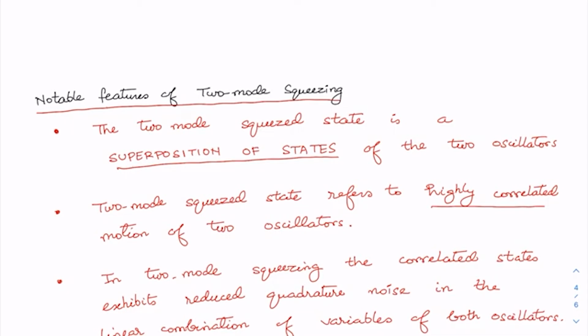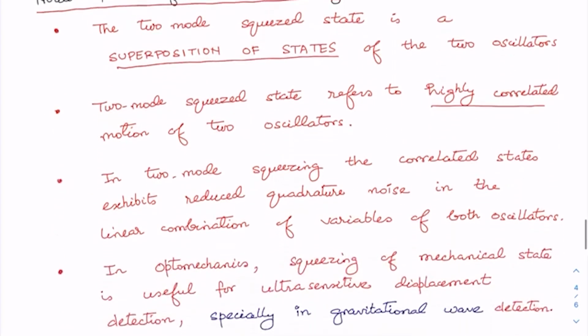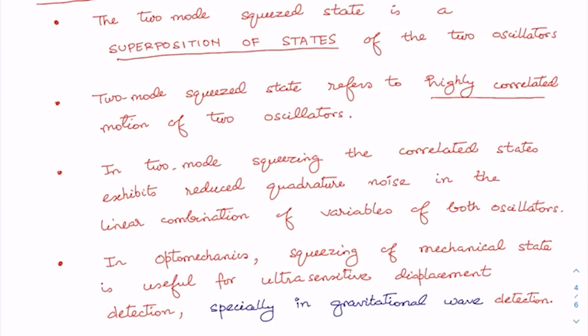In fact, two-mode squeezed states, which we are not discussing in this course, are intricately related to the phenomenon of optomechanical entanglement. If we have two-mode squeezing, then there is a possibility that we will be able to find some kind of entanglement happening between the optical and the mechanical oscillator. Two-mode squeezing, in its correlated state, exhibits reduced quadrature noise, which is very useful for practical applications.